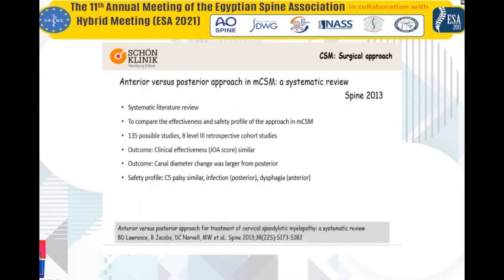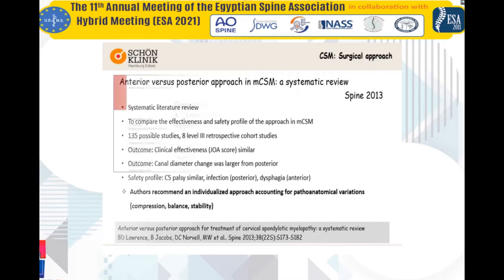More difficult is to judge the approach in patients with multisegmental myelopathy. This is a paper by Lawrence, published 2013 in Spine. It's a systematic literature review, and it discussed the effectiveness of the different approaches. So when we look at this data, especially the outcome parameters and the safety profile, the authors conclude that an individualized approach is recommended to account for pathoanatomical variation.